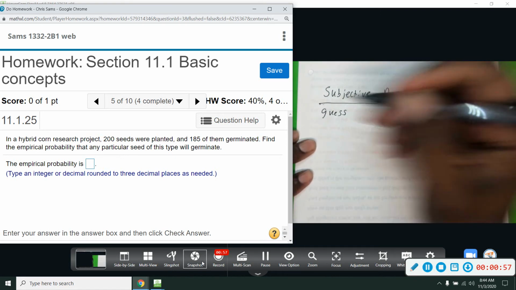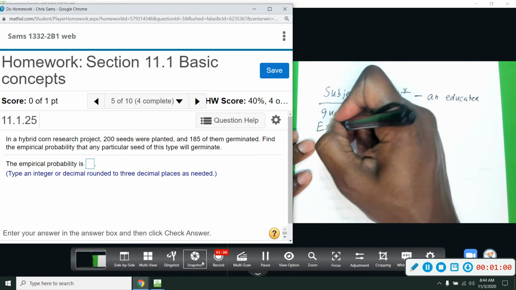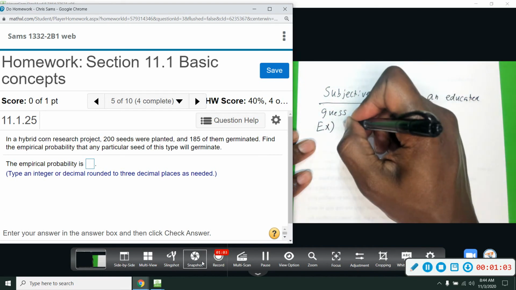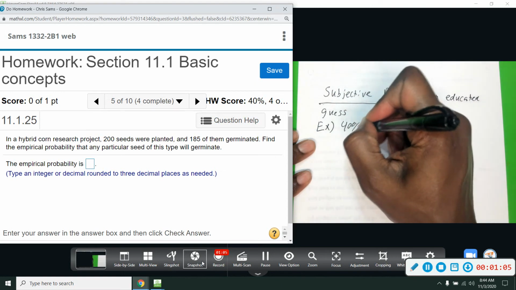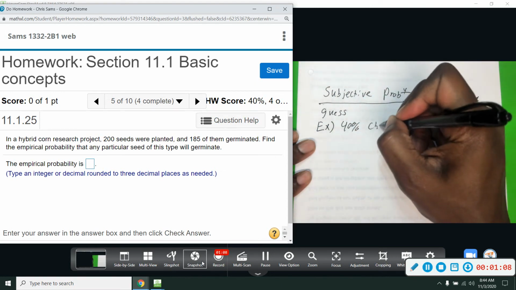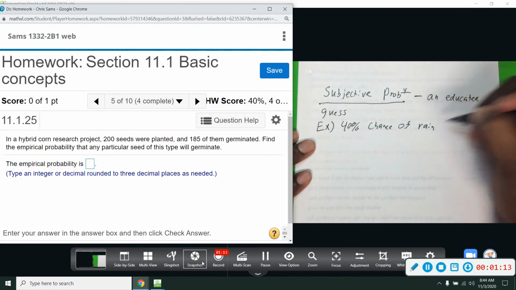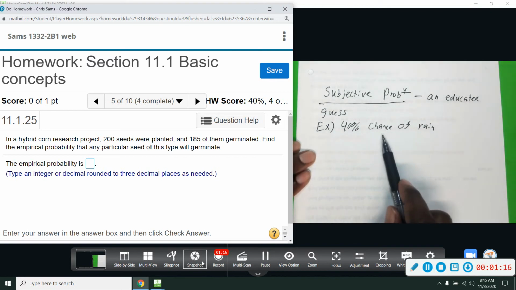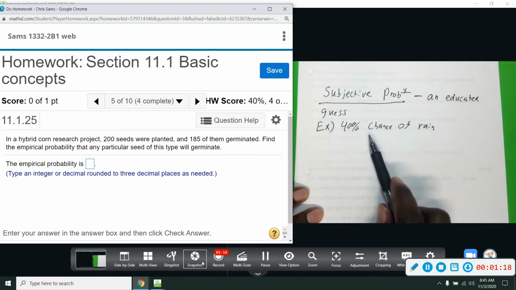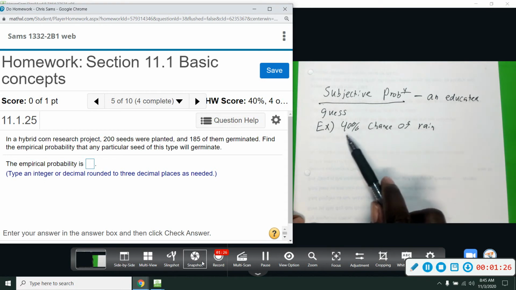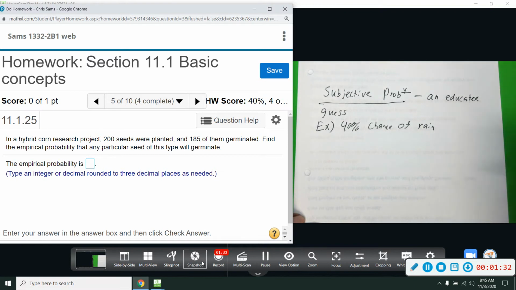So just for example, if you were told there was a 40% chance of rain, now, me saying there's a 40% chance of rain means nothing because I'm not a meteorologist. I don't study the weather, and I don't really know unless I've watched the news. However, a meteorologist telling you there's a 40% chance of rain says that, hey, you might want to take an umbrella. It's possible that it could rain.